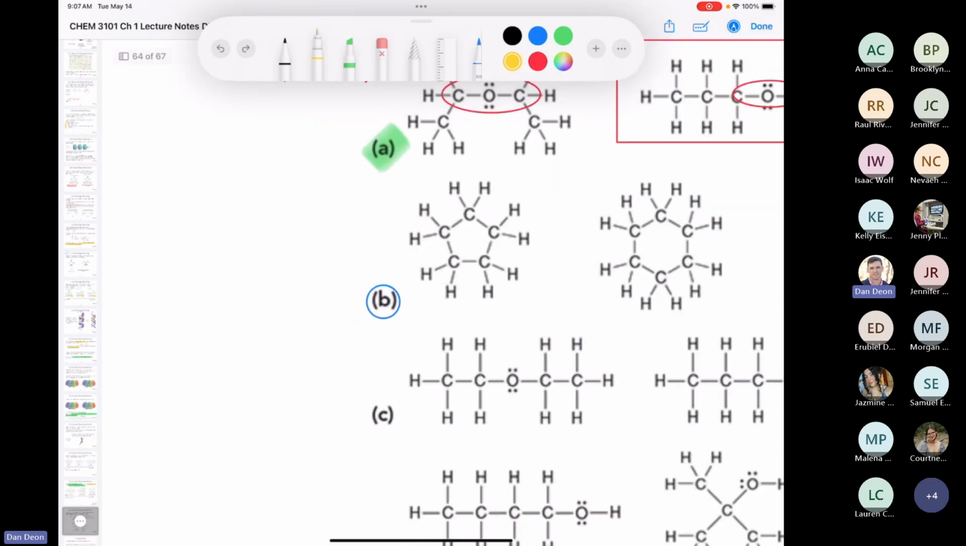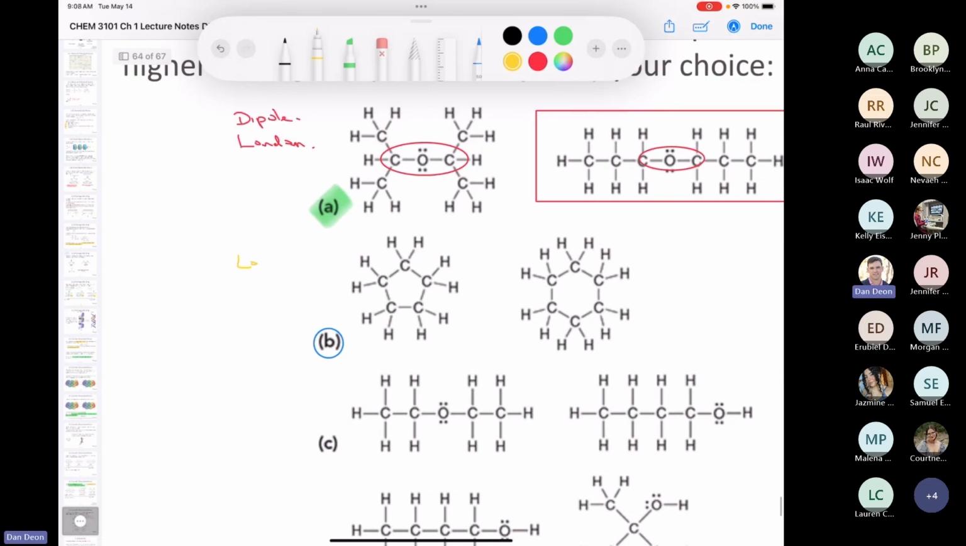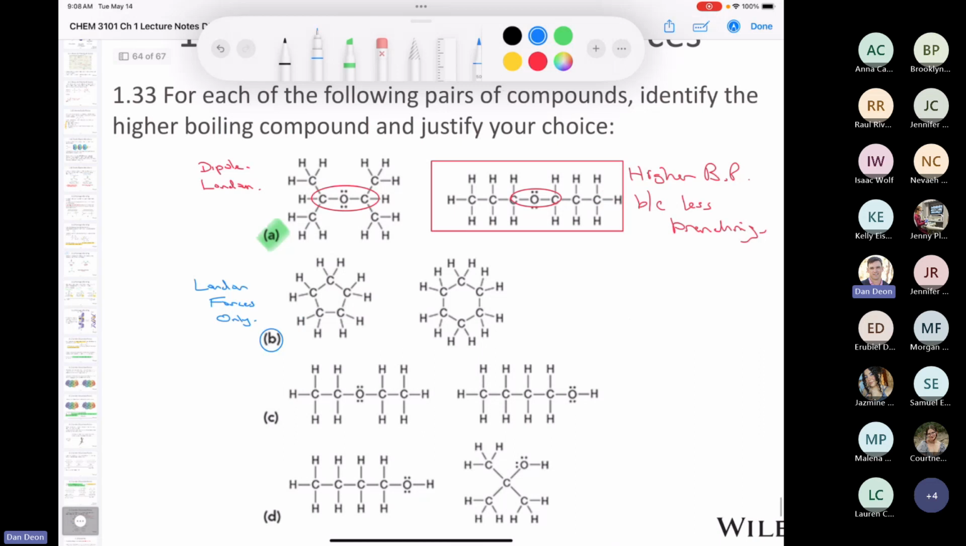So we'll put here, London forces only, okay? Now, which one is going to have a higher boiling point? The one on the left or the one on the right? The one on the right, exactly. Thanks, Raul, because it's got a higher molar mass. So we'll put here, higher boiling point because higher mass, right?